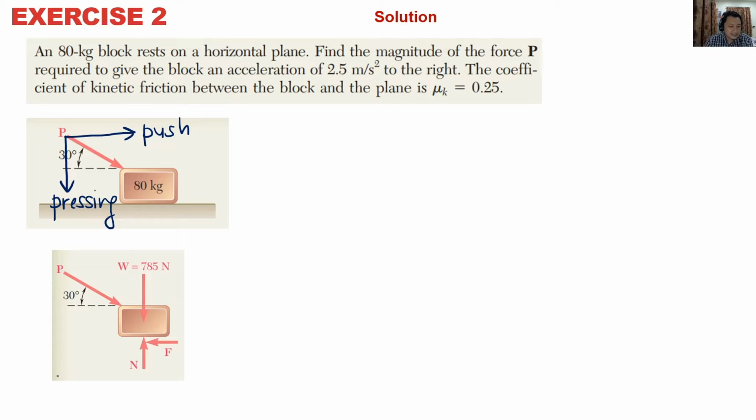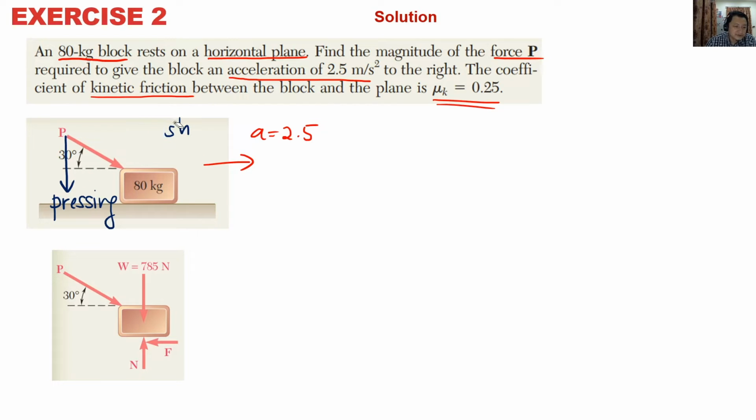So now let's read the rest of the story. 80 kilogram block rests on a horizontal plane. Find the magnitude of force P required to give an acceleration of 2.5 meter per second squared to the right hand side. A sama dengan 2.5. Kinetic friction coefficient is 0.25. Okay. Not so bad.